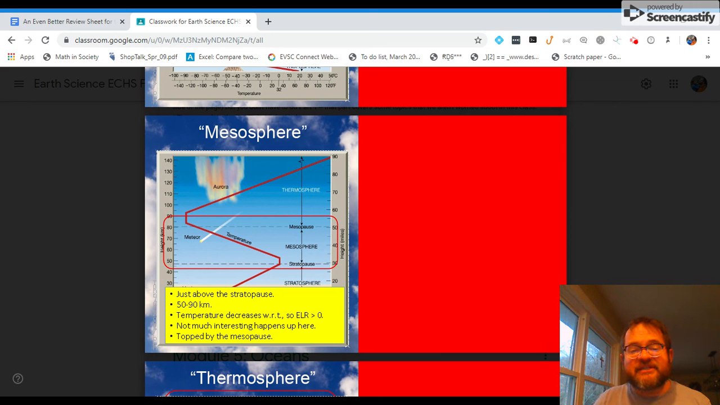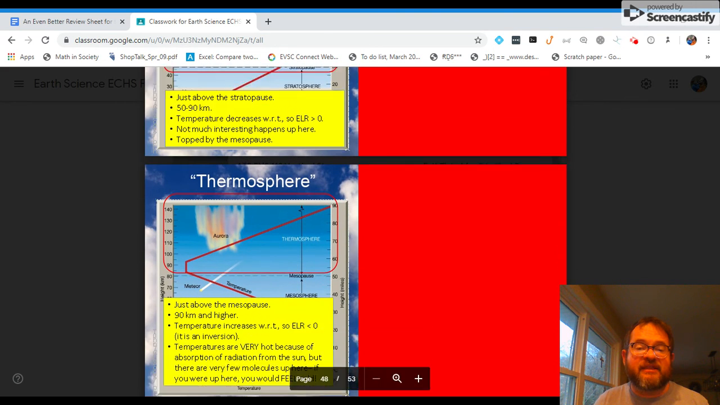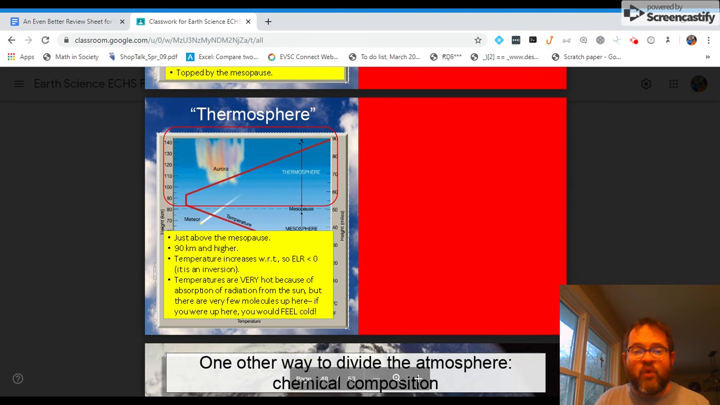In the mesosphere, the temperature decreases with height, and then finally up here in the thermosphere, which goes way high up, maybe to 500 kilometers or something like that. The International Space Station is in the thermosphere. I know you think the space station's in space, but the thermosphere is gas.